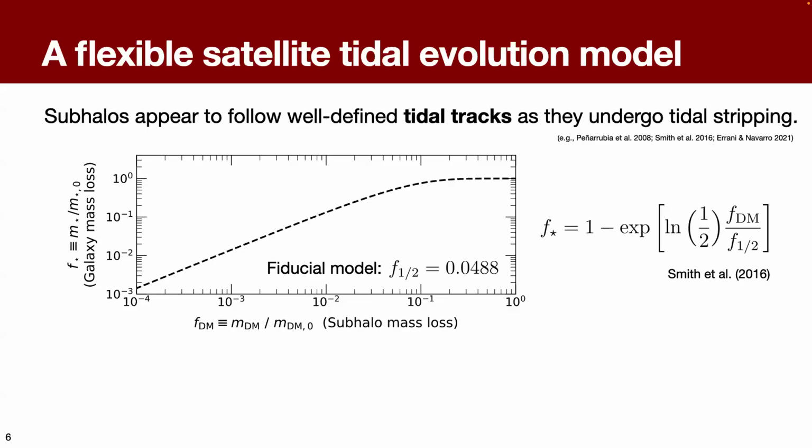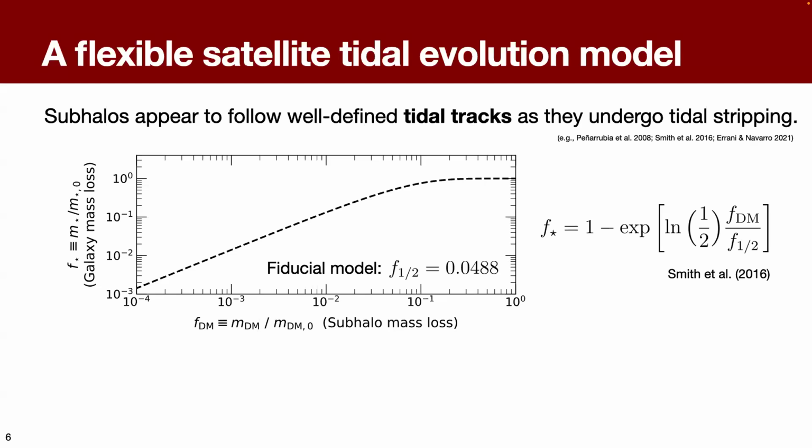And so the particular form of the tidal track we're using, which is this sort of cut in half equation, is from the Smith et al. 2016 study, which looked at the tidal evolution of galaxies in these hydro simulations. And so here F_DM is shown on the x-axis. It's telling you about the remaining bound fraction of dark matter mass post-infall. F_star, which is on the y-axis, is the remaining bound fraction of stellar mass post-infall.